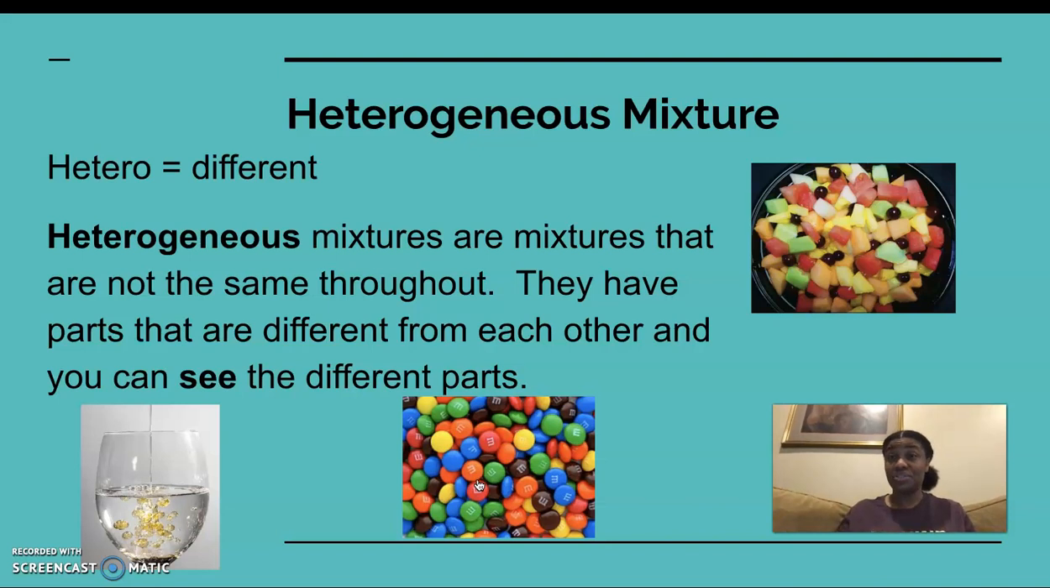These are mixtures, but they're not compounds. These are mixtures, and they're not the same throughout. They don't look the same throughout. So these are heterogeneous mixtures. No matter how much I toss that fruit salad, that watermelon and those pineapples are never going to look just like the grape. They look different. I can see it. So this is a heterogeneous mixture.